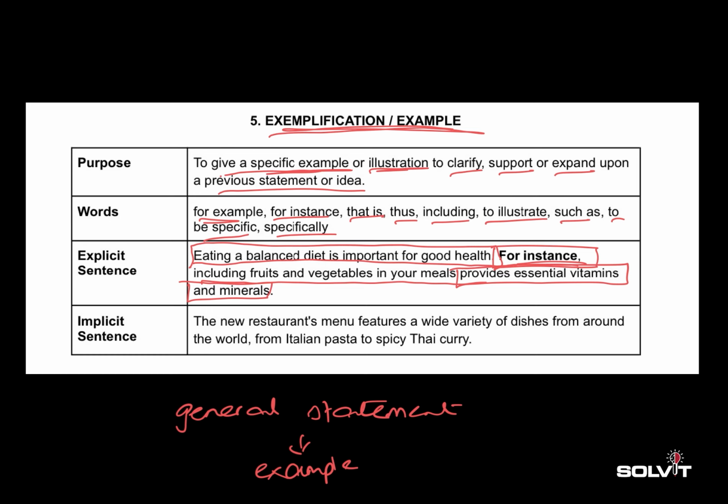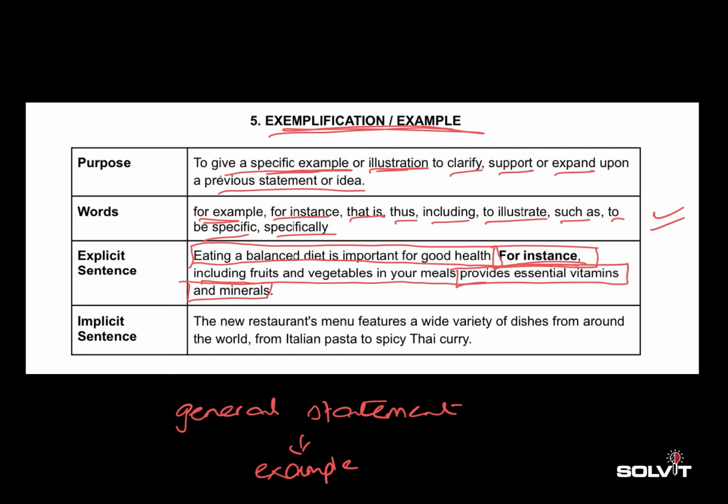Okay, let's look at the implicit sentence. The new restaurant's menu features a wide variety of dishes from around the world, from Italian pasta to spicy Thai curry. Now, there are no specific words or phrases being used here, right? They're not saying for instance, for example, or including, they're not saying any of those words, okay? But what are they doing?